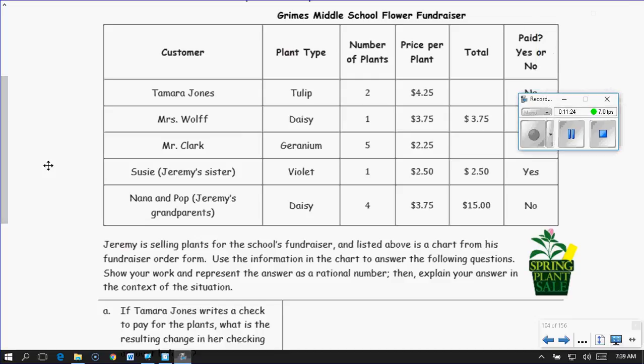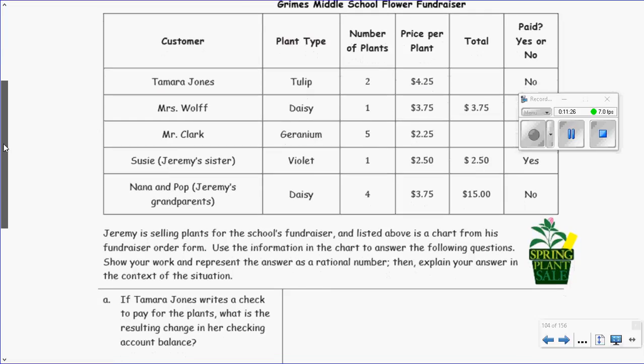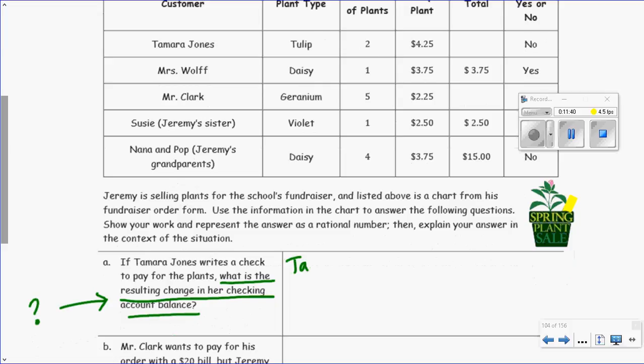If Tamara Jones writes a check to pay for the plants, what is the resulting change in her bank account? So what I want you to do is underline here, what is the resulting change in her bank account? Remember what I said, you want to pay attention to the question. That's the question. That's what we're looking for. The other thing I want you to pay attention to is that this one is from Tamara's point of view. I don't know if you've seen this in English, but POV, that's going to be point of view. So we'll symbolize that.